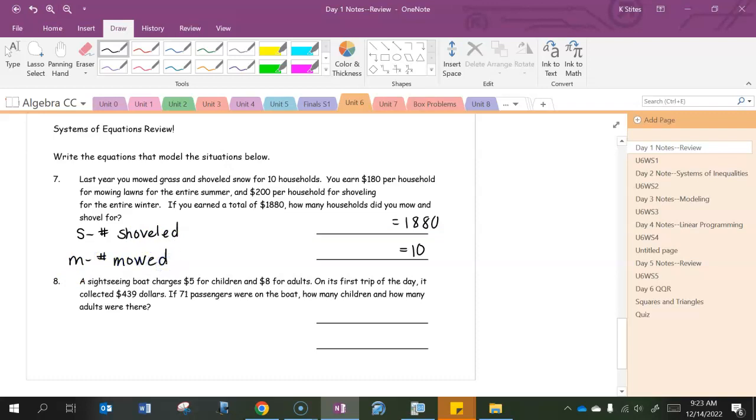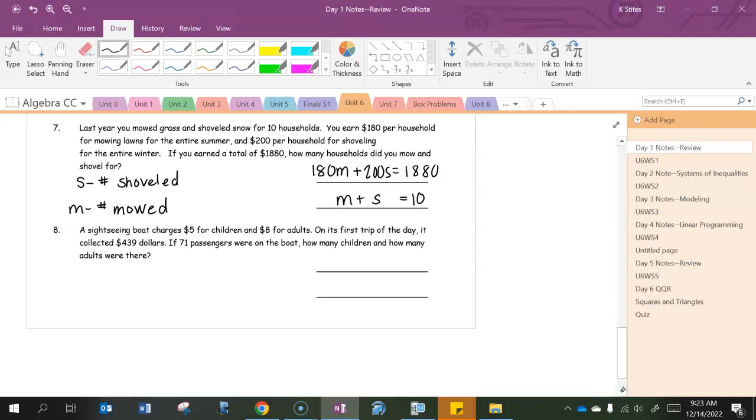All right, and remember, money is always going to go together. So the $1,880 is money, so is the $180. That's for mowing, and $200 for shoveling. For the 10, that's just how many households there were, so that's just M plus S, the number I mowed plus the number I shoveled.